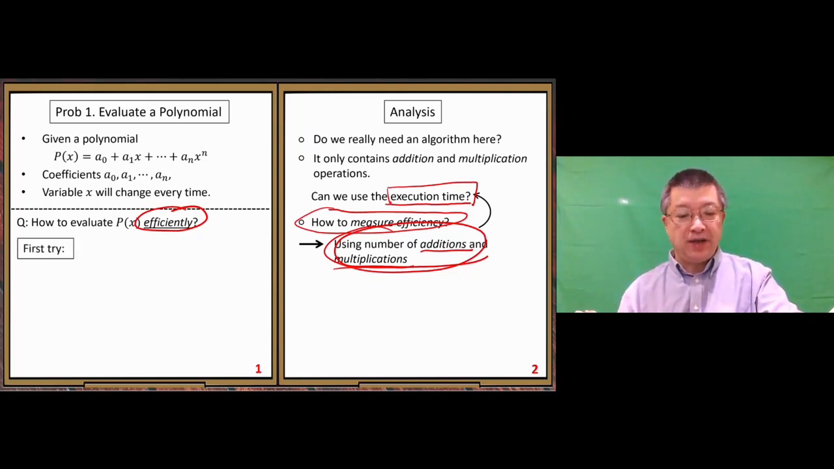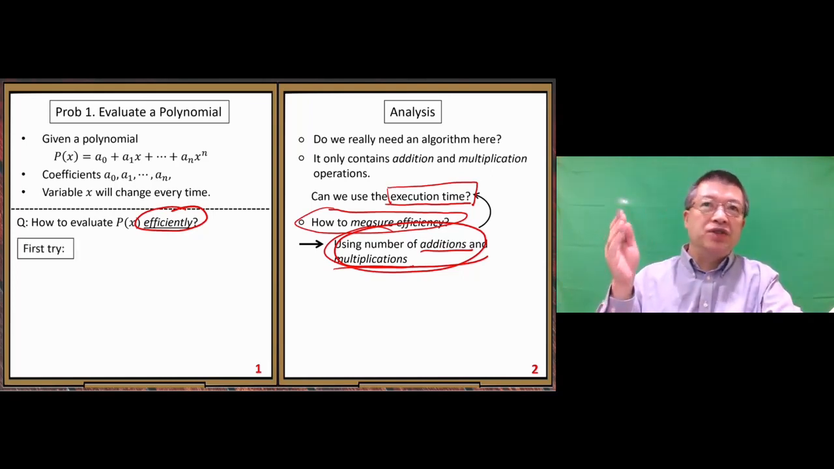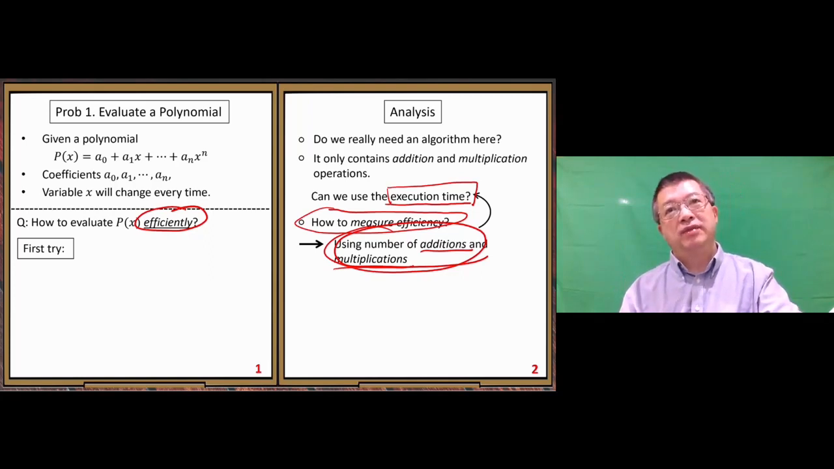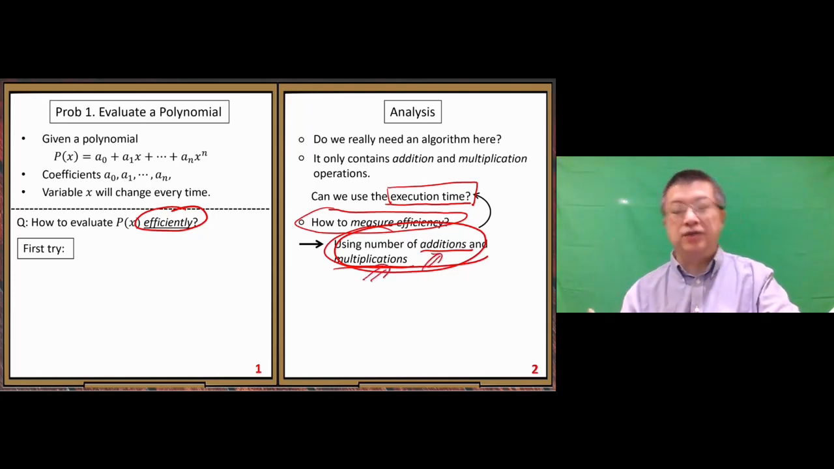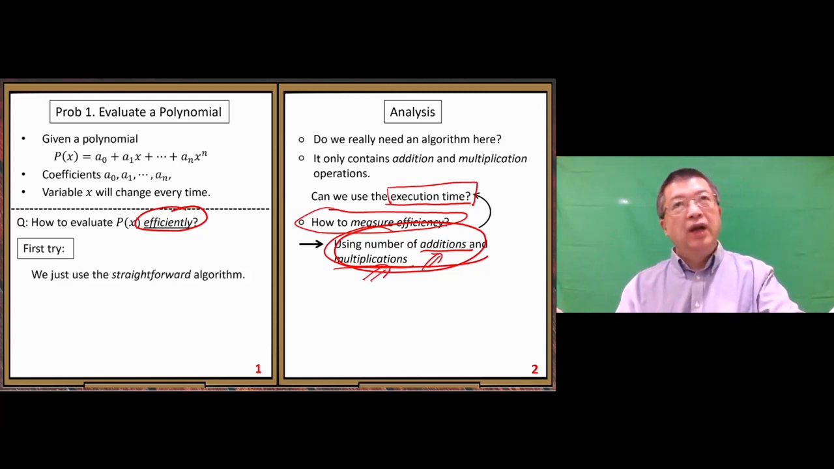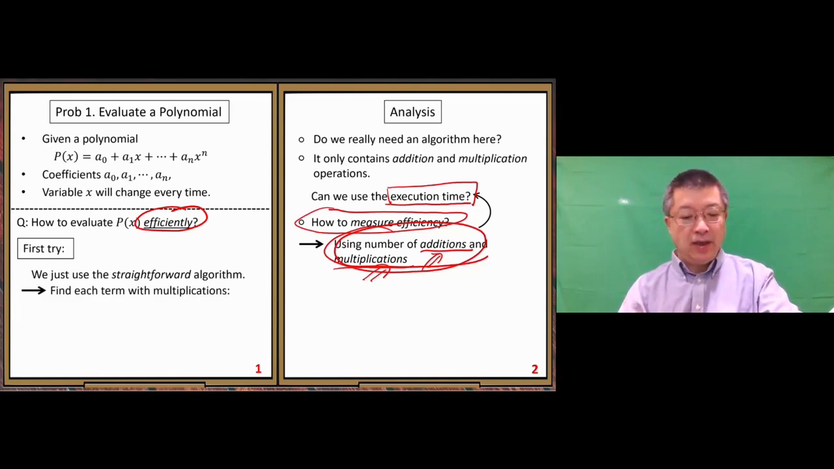All right, next, let's try to solve it. The first try, let's count the number of additions and the number of multiplications. We just use the straightforward method. I think you know the meaning. What's the straightforward method? Just do it directly.